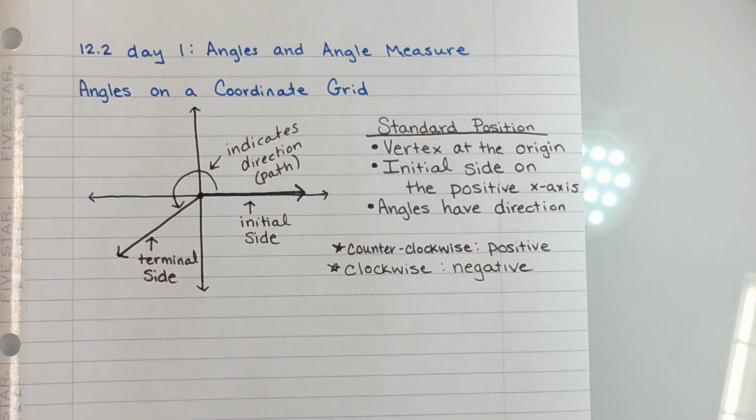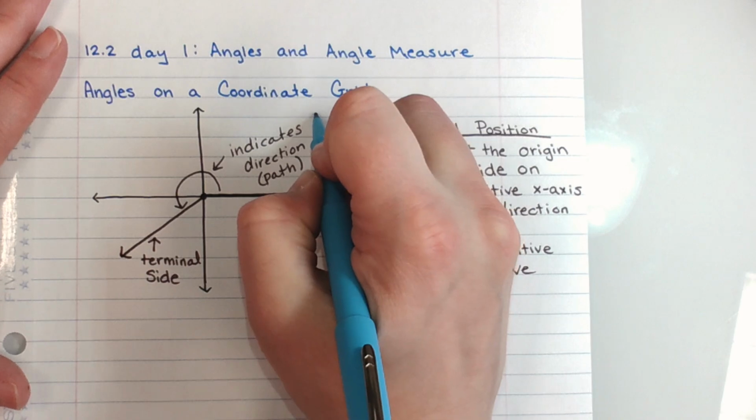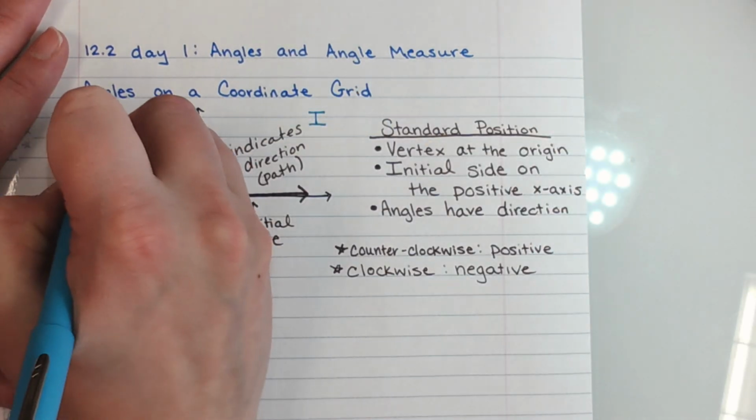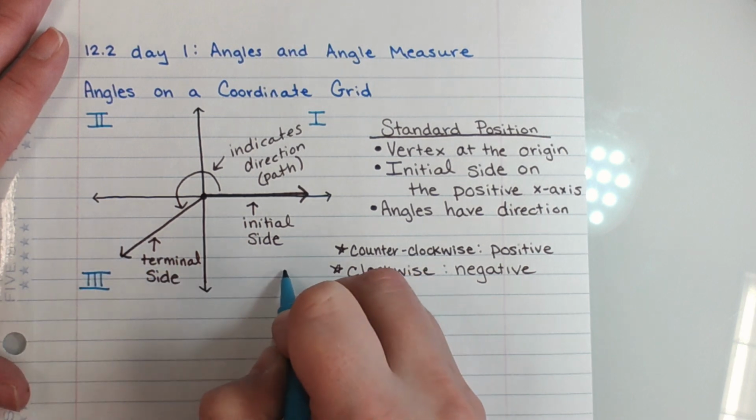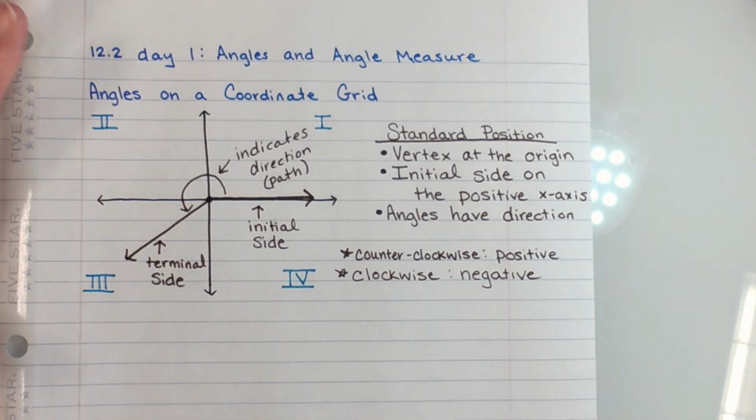No, this is typically a bit. This is quadrant 1. This is quadrant 2. This is quadrant 3. And this is quadrant 4. They follow a C shape. And so the angles follow that order, going through quadrant 1 to 2 to 3 to 4. That is why counterclockwise is positive and clockwise is negative.